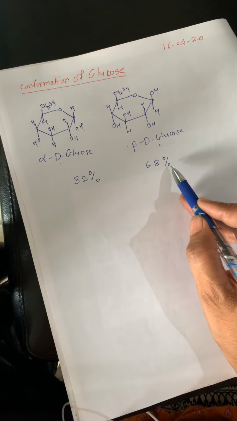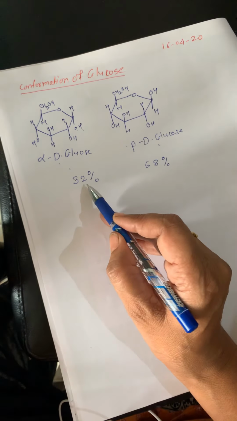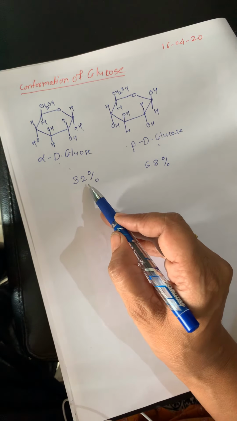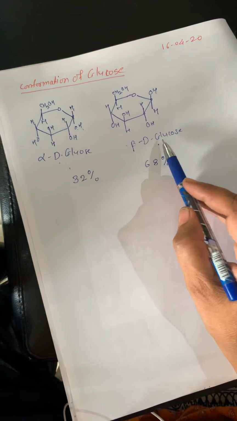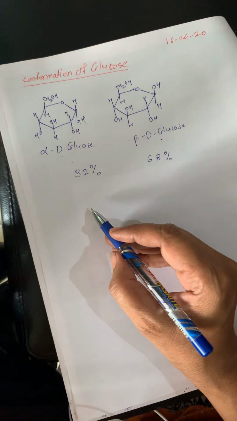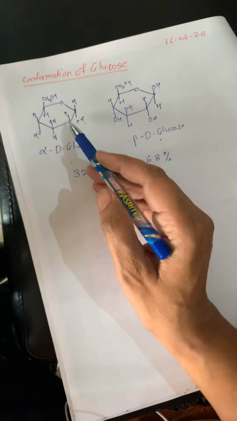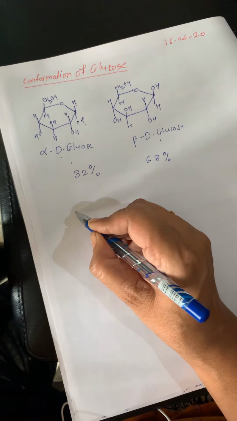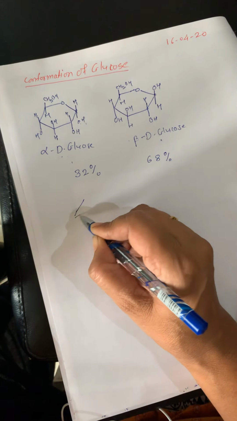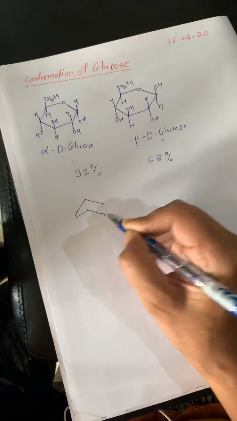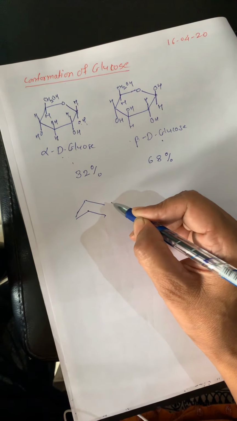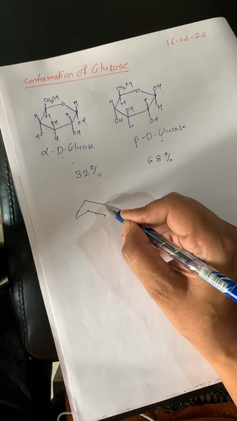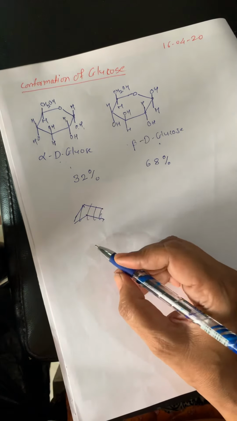Why does beta glucose exist in a larger percentage as compared to alpha glucose? This can be explained on the basis of the strainless ring structure of alpha glucose and beta glucose. We can easily draw the six-membered strainless ring structure. This is the strainless ring structure, or we can draw it like this also.